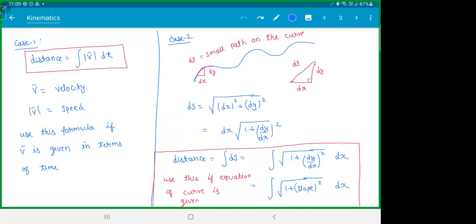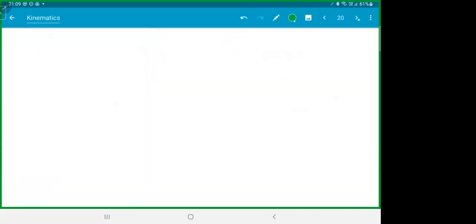The integral of square root of 1 plus (dy by dx) whole square, dx. And how did I get this? Here we get the proof. I took a small arc ds, with dy and dx. I used Pythagoras theorem. I took out dx common and I got this. And ds is nothing but the length of a small arc. And when you add them, you get distance traveled.